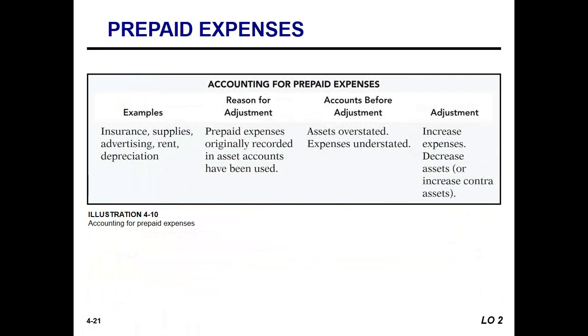Prepaid expenses. A lot of different things. Insurance, supplies, advertising. We've originally recorded them in asset accounts, and as they're used up, we move those amounts over to our income statement as expenses. If we did not do this, if we left all of our supplies on the balance sheet, we would be overstating our assets. So we must make these adjustments so that our books are accurate.